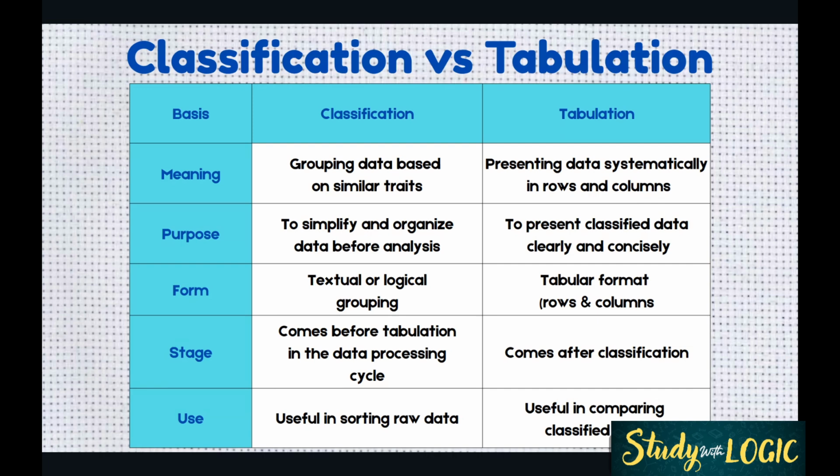Now, what do we understand by this table? Classification is the first process and tabulation is the second one. The data which we get is segregated into groups. That is classification. Now, these segregated groups are presented in the format of a table, which is tabulation.